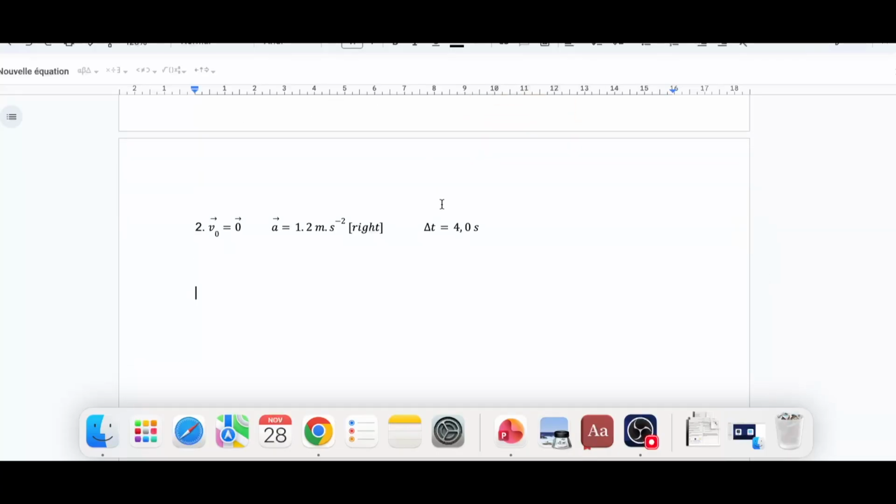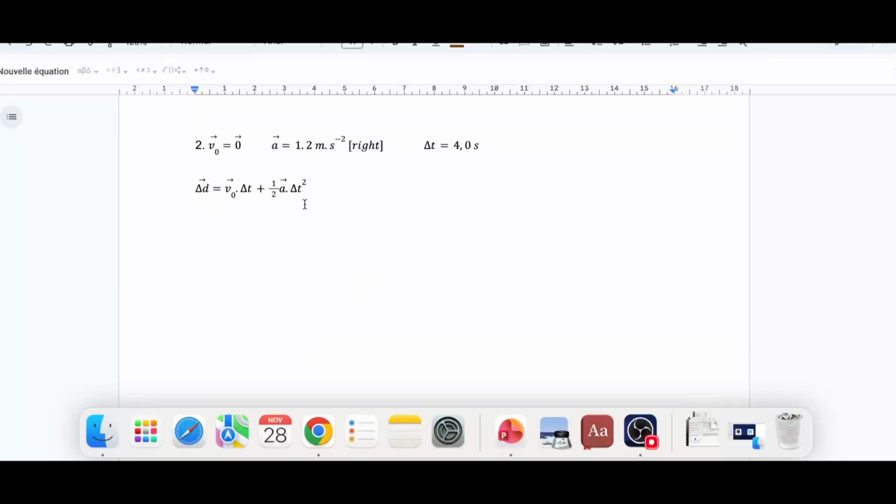And now we just want to combine all these, and we have one equation that tells us that the vectorial distance traveled equals the initial speed times the duration, plus half of the acceleration times the time squared. There we go. So now we just have to replace the values.